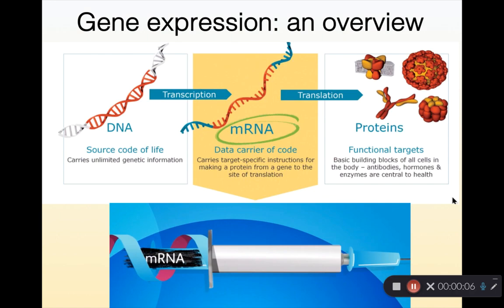So in our last lecture, we introduced this idea of RNA in addition to DNA. And what we're going to be working through in this lecture is understanding how we get from DNA, which has the source code for all the protein information that we want, and how the cell is then able to use mRNA to create proteins.